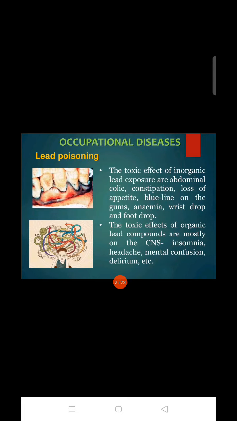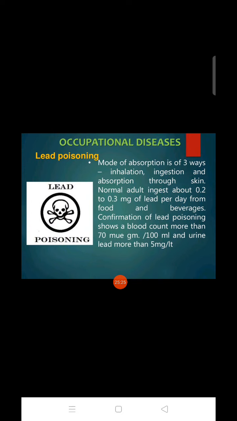Lead poisoning has three modes of absorption: inhalation, ingestion, and absorption through the skin. A normal adult ingests about 0.2 to 0.3 mg of lead per day from food and beverages. Confirmation of lead poisoning shows a blood lead level of more than 70 micrograms per 100 ml and urine lead of more than 500 micrograms per day. In normal cases also we ingest 0.2 to 0.3 mg of lead.